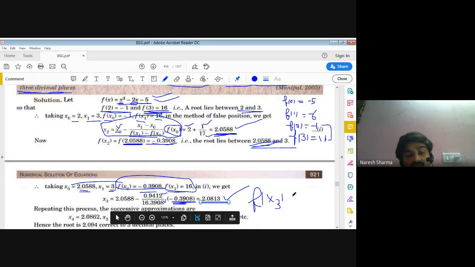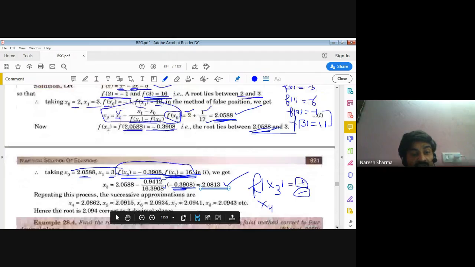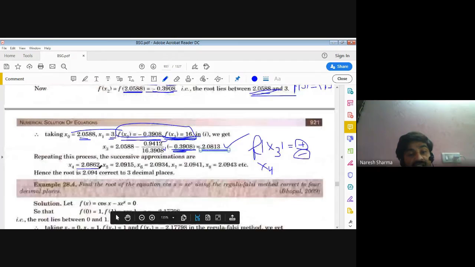So if you do this, you can get the sign here, whether it is positive or negative. If it is positive, you replace x3 from the root, because at x3 its value is positive. If it is negative, suppose, you can replace your x naught from this, that is 2.058 previously. Then again you calculate your x4 by using the same formula. Once you do this, kindly do it yourself to get x4. Similarly, you get x5, x6, x7, x8.